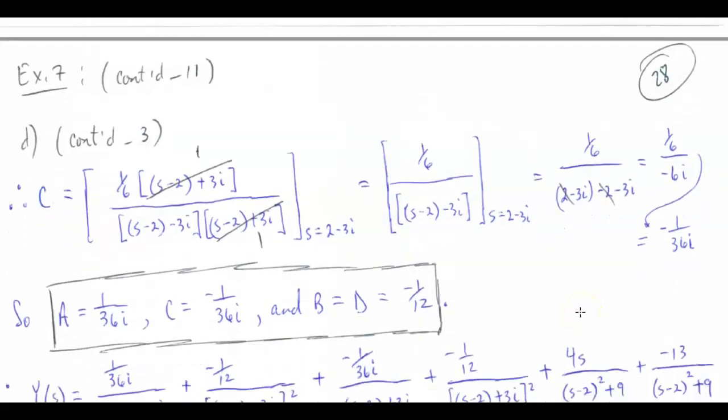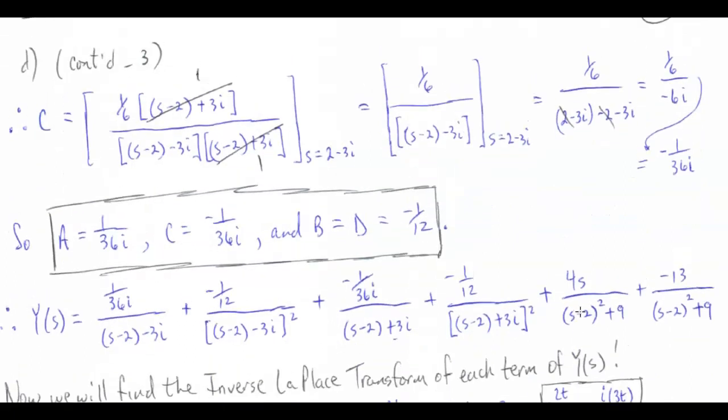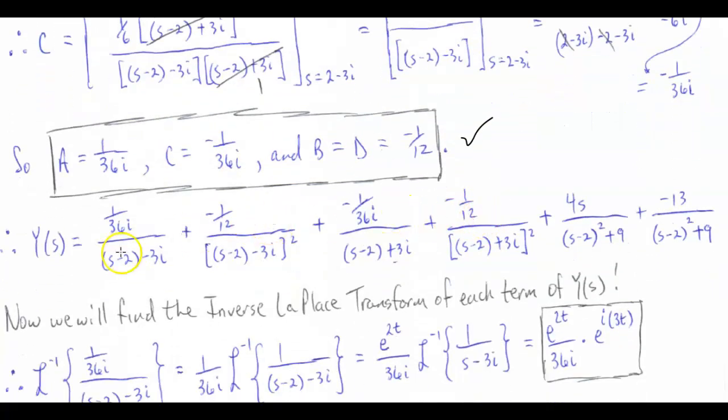So a lot of hard work, but we finally got there. And so we see what our A, C, B, and D are. So we have all 4 of our constants. So now we can just throw them into what our Laplace transform expression is going to be.